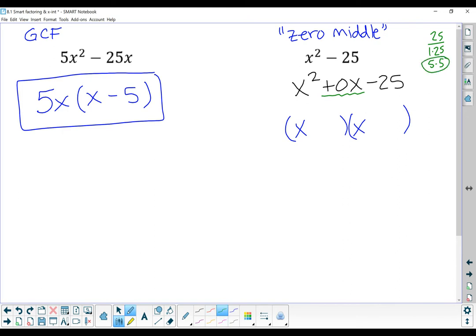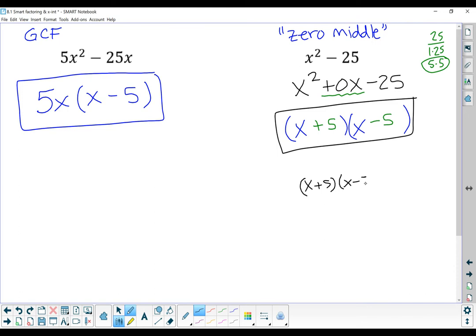Because I can have a 0 if I have a positive 5 and a negative 5. So that's what my answer looks like. x plus 5 times x minus 5. And again, if you're ever factoring and you're like, I think I got it, but I'm just not sure, you can always multiply together your answer and see if it gives you the trinomial that you started with. And in this case, a negative 5x and a positive 5x cancel out. So it's an x squared minus 25. So our factorization is correct.